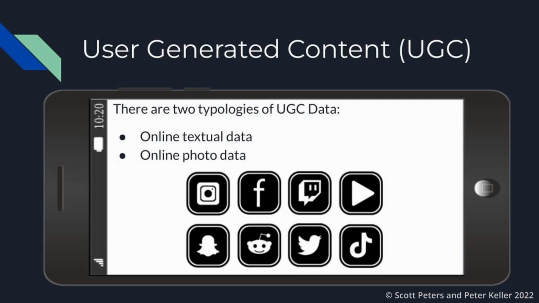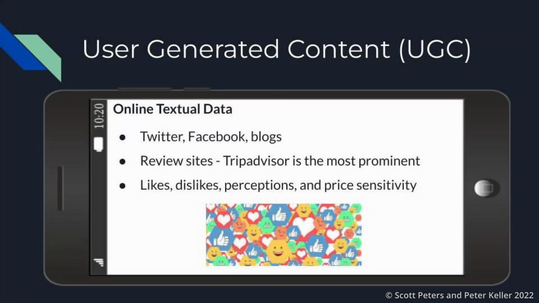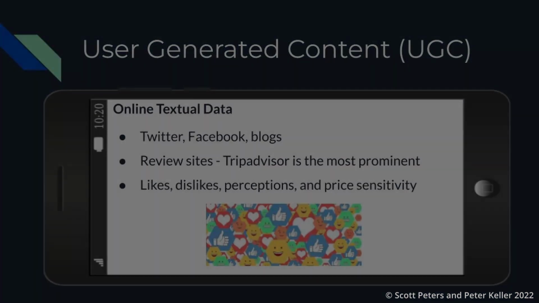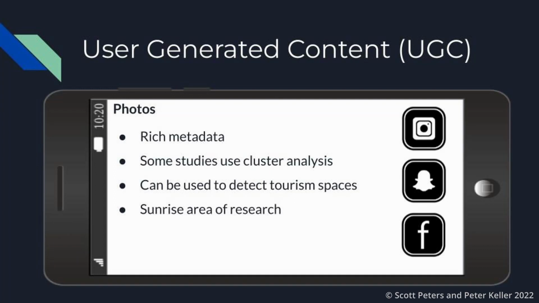There are two main typologies of user-generated content, and this includes online textual data and online photo data. Online textual data includes things like Twitter, Facebook, blogs, review sites, of which TripAdvisor is the most prominent. And here you're able to figure out the likes, dislikes, perceptions, and price sensitivity of the markets that are visiting these websites.